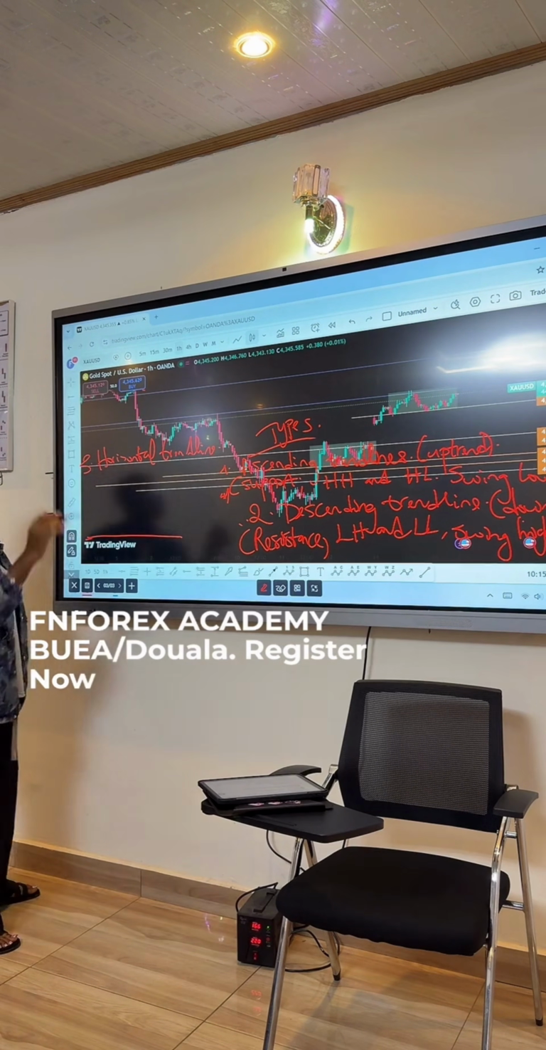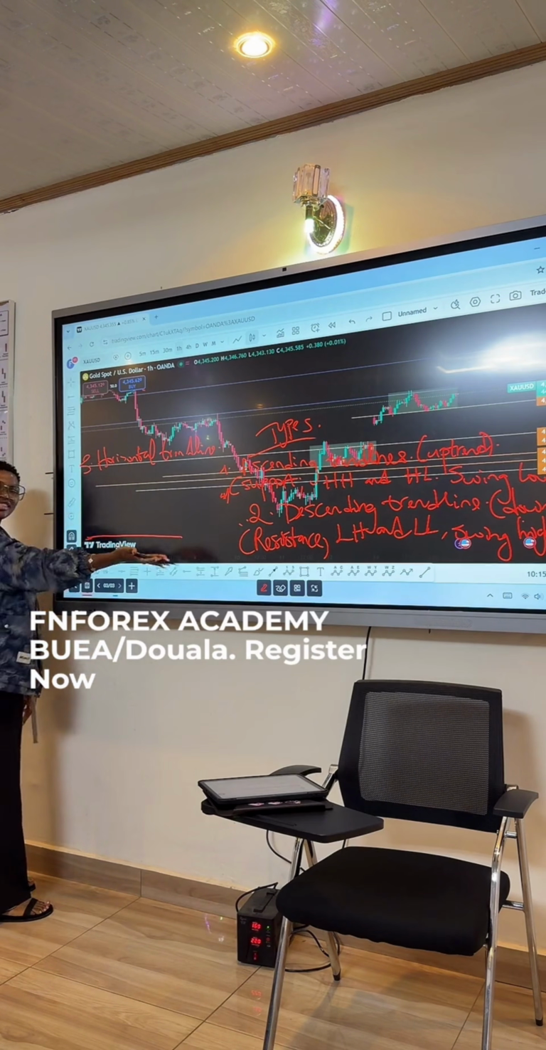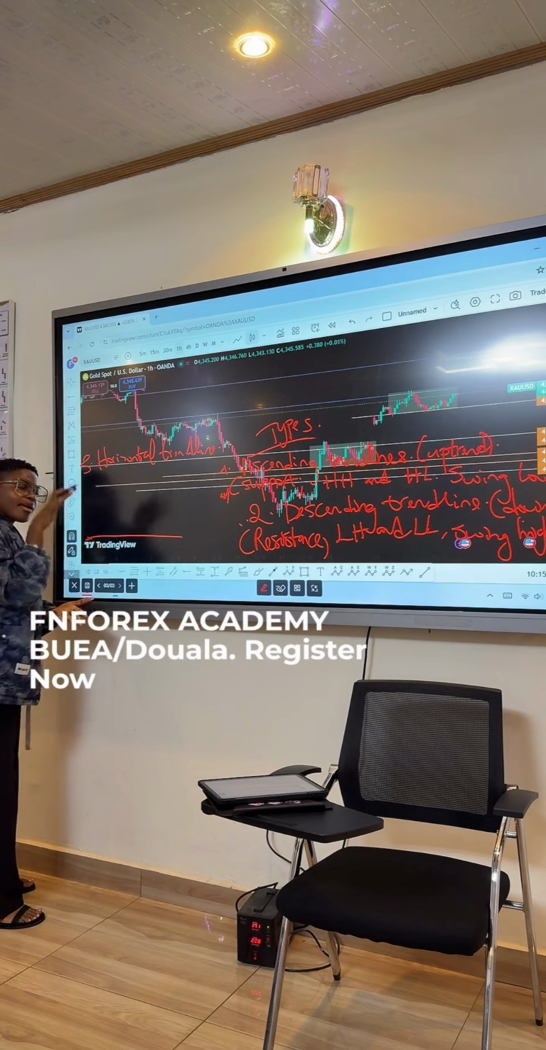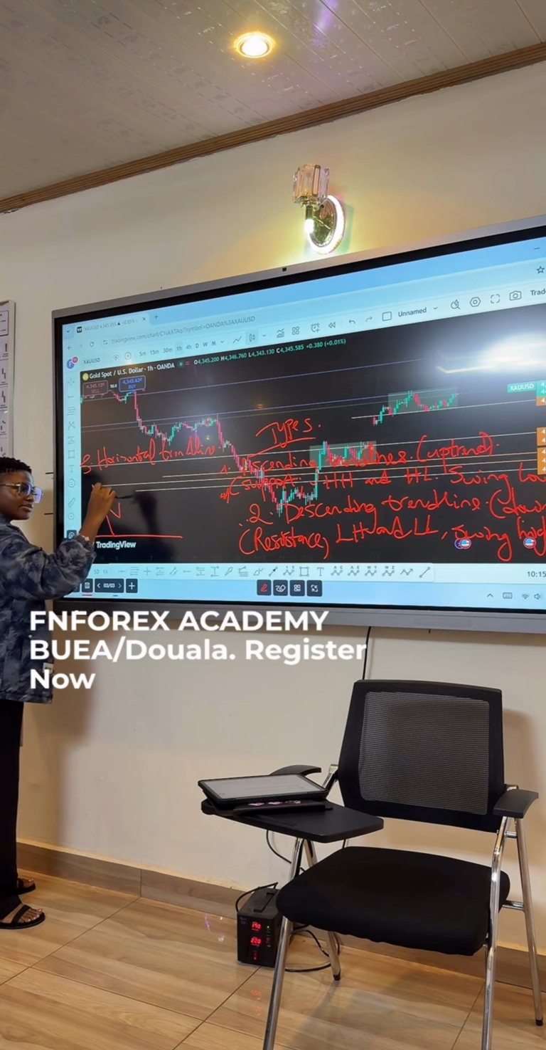So uptrend connects higher highs and higher lows, starting from a swing low. Swing low means the lowest level in the market at that time. So higher highs and higher lows look like this.